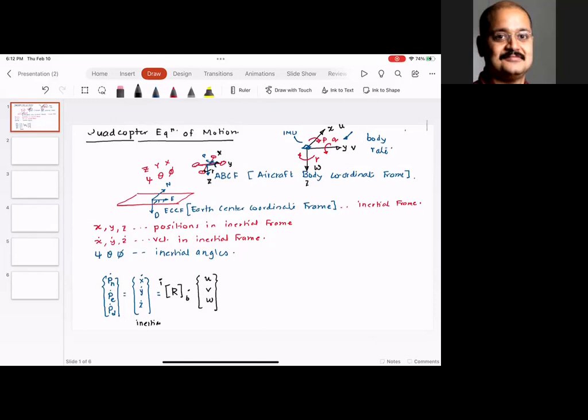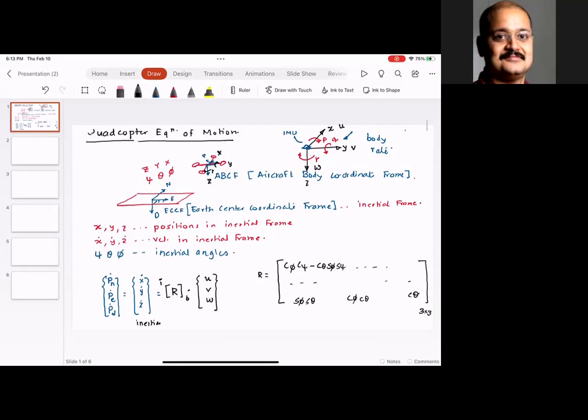Do you want me to write that R matrix? So the R matrix is cosine phi, cosine psi, minus cosine theta, sine phi, sine psi, all those terms. And then finally you have cosine theta, cosine phi, cosine theta, sine phi, sine theta. So this would be a 3x3 matrix. It's a long matrix, but we derived that using MATLAB and we actually looked at its application.